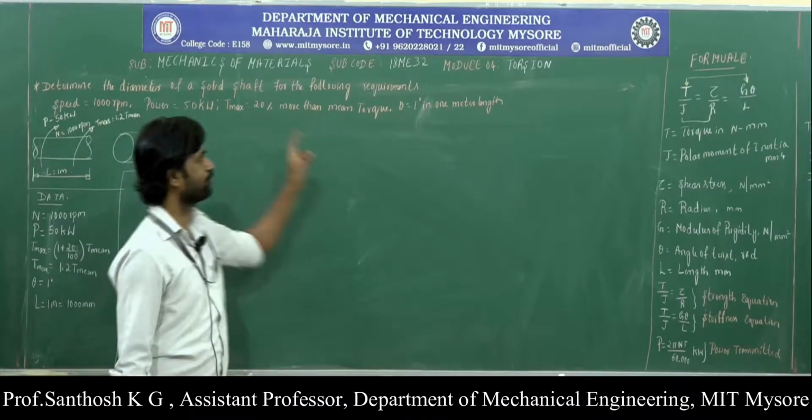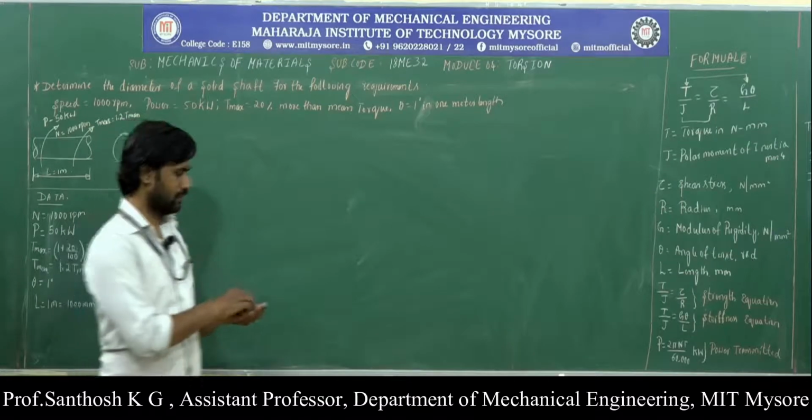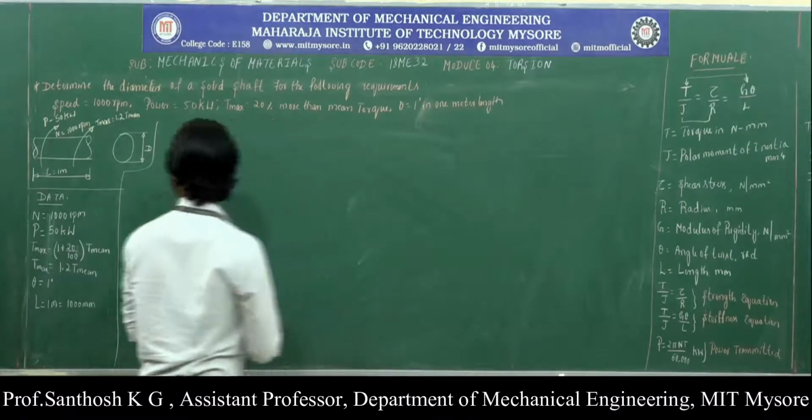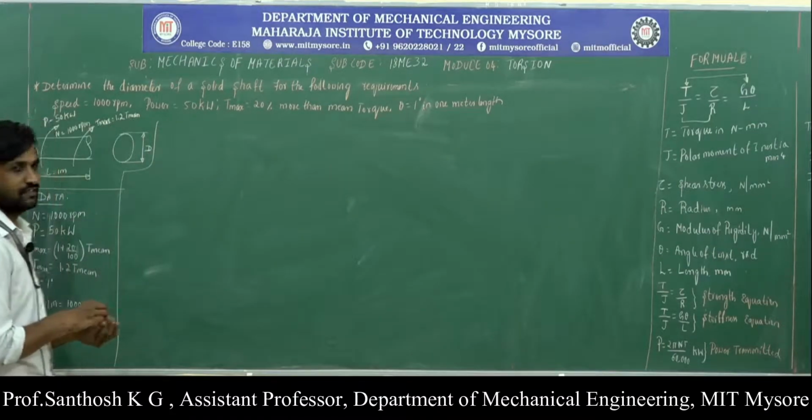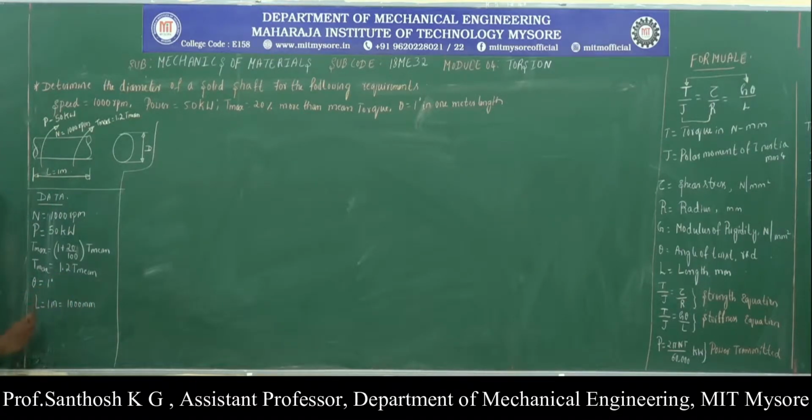So, in this problem we can see that the value of G is not given. G represents the modulus of rigidity. So, if it is not given, we can assume it to be 84 gigapascal, or it is 84 into 10 to the power of 3 Newton per millimeter square.